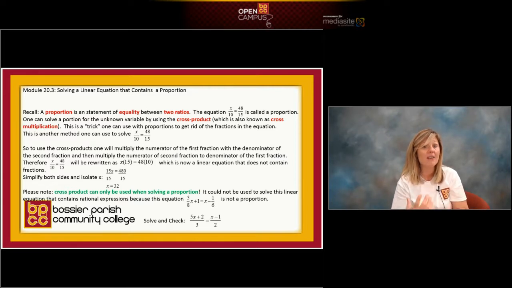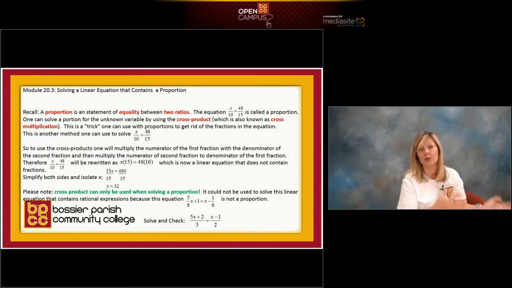So what you may have missed out in elementary and middle school is the concept here. Cross multiplying, cross product is only used with a proportion. A proportion is an equation that has one fraction on the left, one fraction on the right. And it is a trick that gets rid of the fractions. That's all it does. Now that you have the equation 15x equals 480, we know how to solve that. We divide both sides by 15. We get x equals 32.